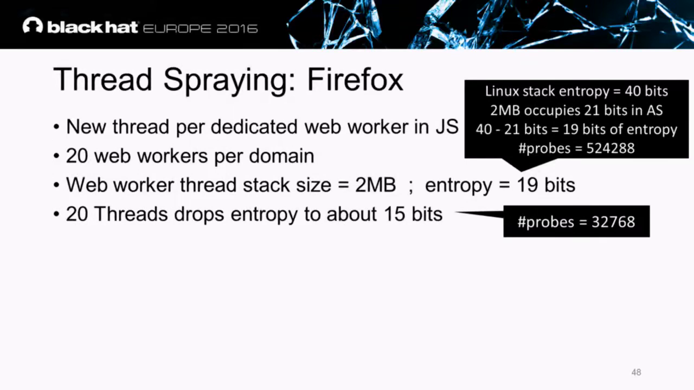So how did I compute this? Linux, as I mentioned before, has an entropy of 40 bits because it's using mmap for the stack. 2 MB occupies 21 bits in address space. So the stack has 19 bits of entropy. So if you are trying to hit this stack, you would need about 500,000 probes. Quite a lot.